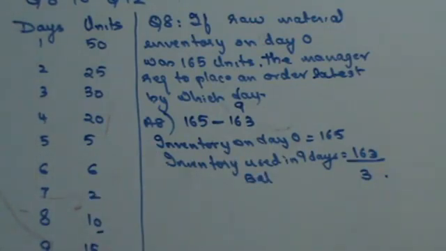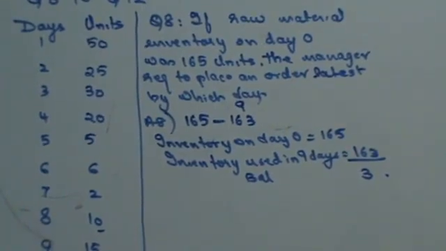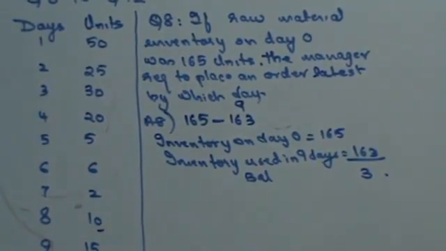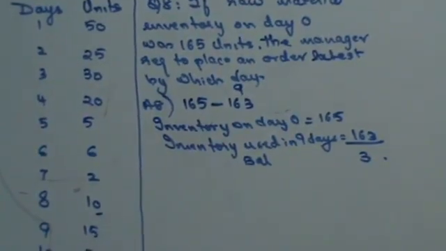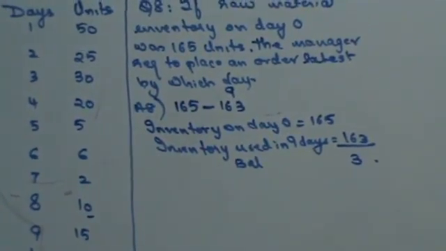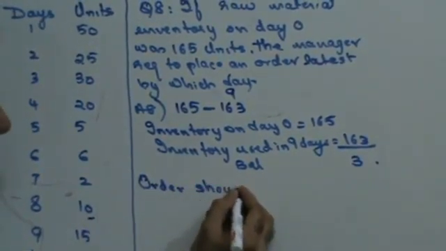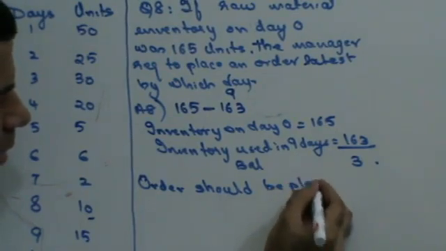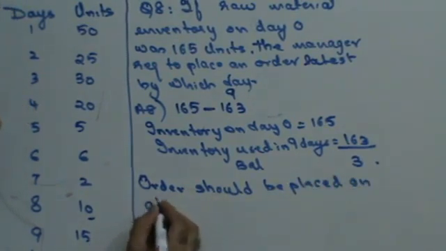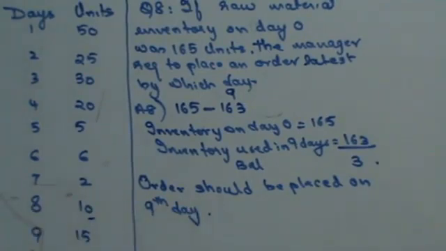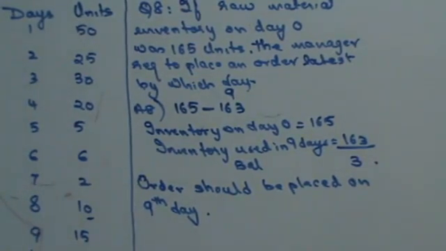Now with 3 units, can I do my production on 10th day? No. Since I cannot do my production on 10th day, I should place an order on the 9th day, a day in advance. Whatever day I cannot do my production, I have to place an order a day in advance. Therefore, the order should be placed on 9th day. I place an order 9th in the morning, 10th morning I'll have the inventory delivered on my godown, and 10th I can start with my production.